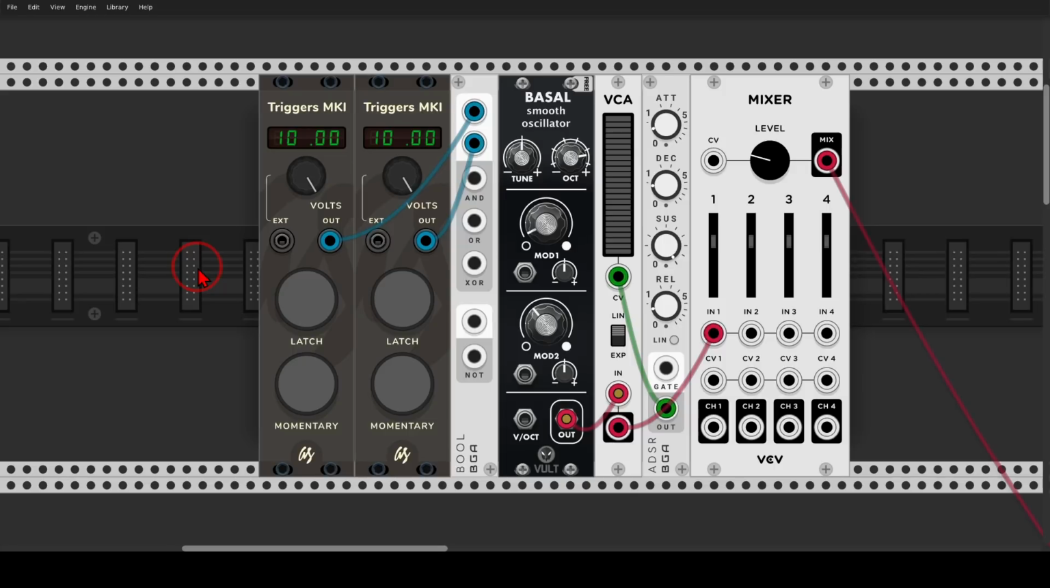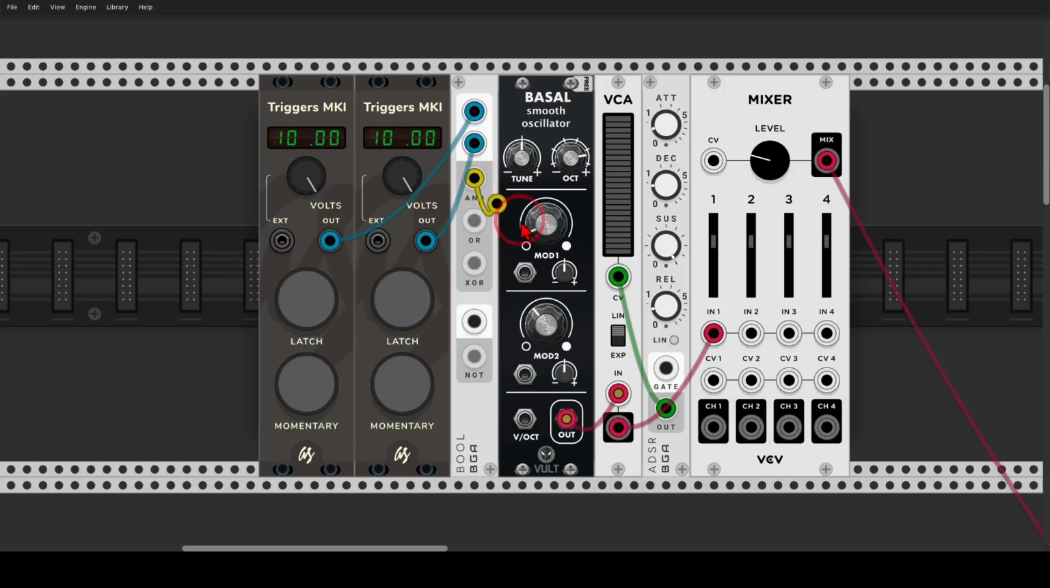So basically we will work with gates or triggers or even clock signals. So I have here 2 modules I can use to send out gates. Just by clicking here, you can see there is a signal going out. And I have the logic module from Bog Audio. It's called Bool in this case. So let's start with AND logic, which means that only when both incoming gates are high, a gate will come out of the AND output.